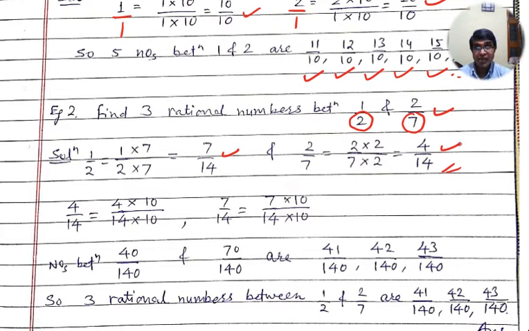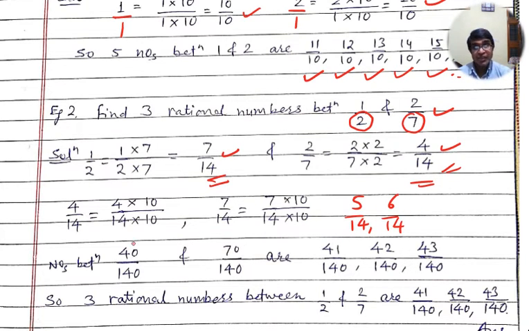So this is 4 by 14. Now the numbers are 4 by 14 and 7 by 14. So 4 by 14 is the smaller number, 7 by 14 is the greater number. But we have to find 3 rational numbers between them. If between 4 by 14 and 7 by 14 we write the numbers, what can we write? We can write 5 by 14, 6 by 14, only these. Not other numbers we can write.